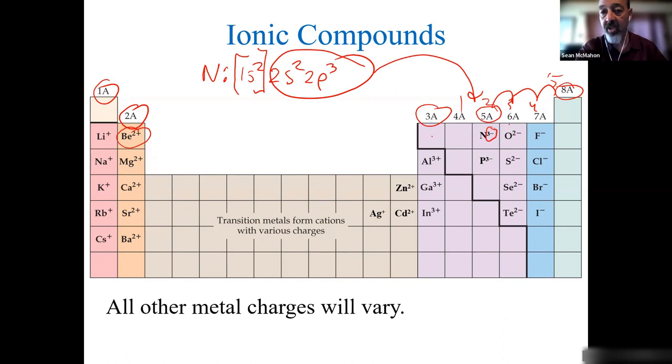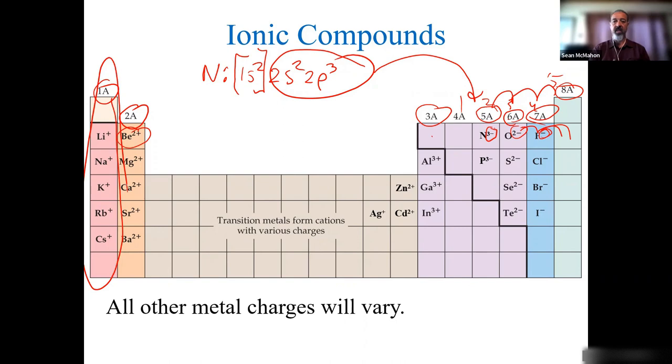What about oxygen? Lose 6 valence electrons or gain 1, 2? Gain 2. Gaining 2 negatively charged particles would give me a 2 negative charge. Same with fluorine. Lose 7 valence electrons or just gain 1? Gain 1. Why? You have all these group 1As that are willing to give it 1.